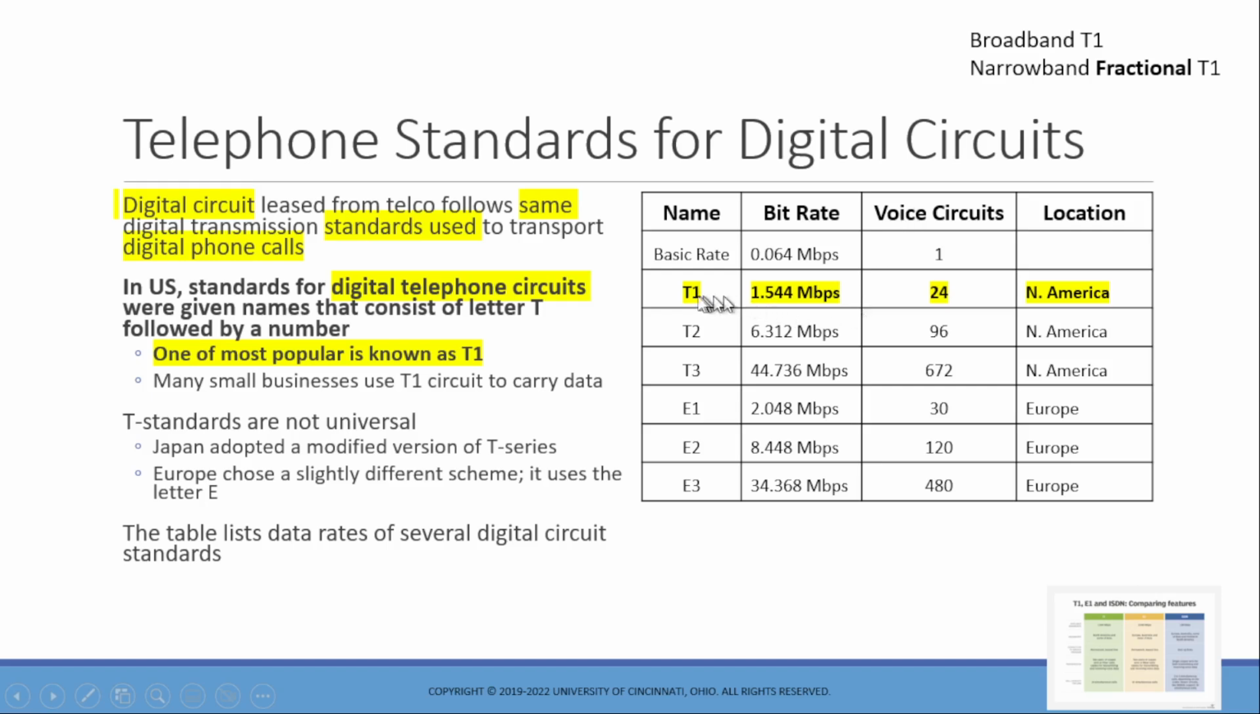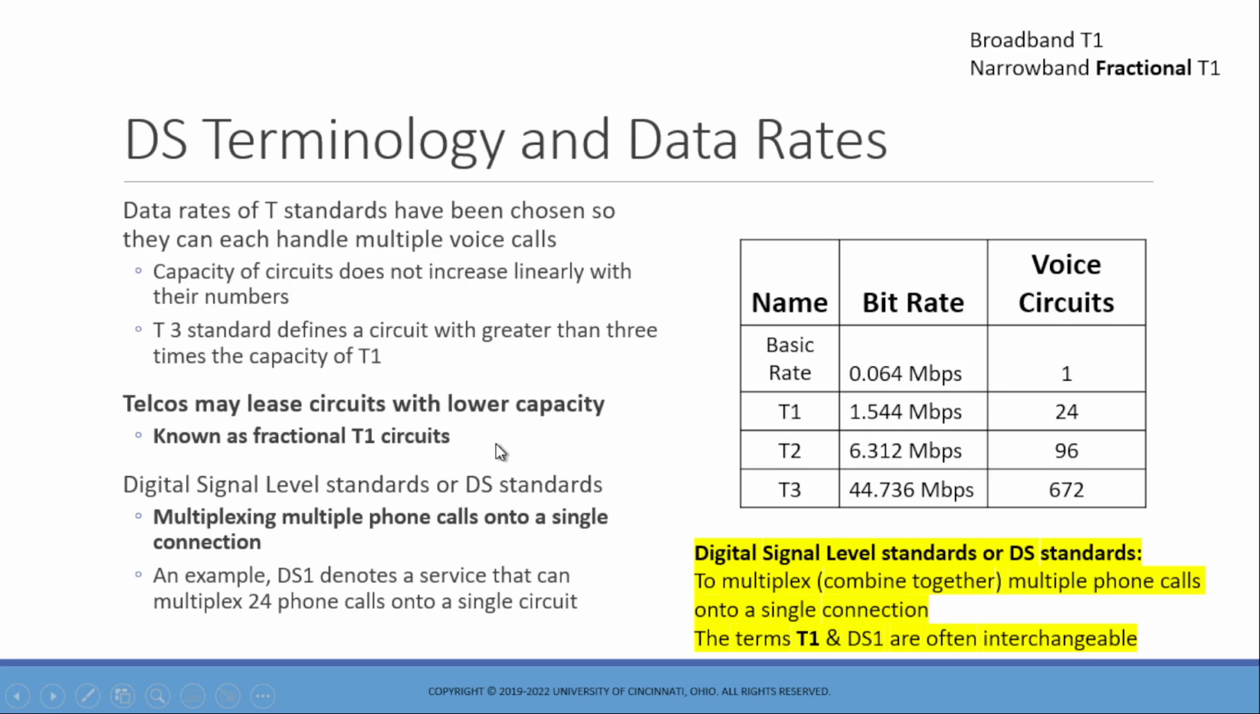This is where it gets a little tricky. If you recall, I said companies could lease a part or a fraction of a T line. Depending on what part or what fraction it uses, it could be considered narrowband if it's a fraction of a T1 line. If it's a full T1 line, it would be considered broadband. So now, how do we send that signal over the T1 line?